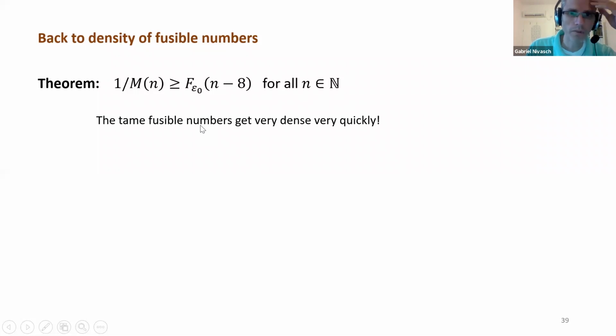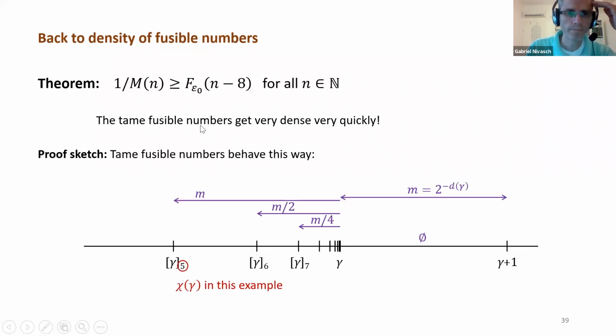So the tame fusible numbers get very dense very quickly. I'm just going to give you a sketch of how the proof goes. You first notice that the tame fusible numbers behave like this. If you have a fusible number gamma, where gamma is some ordinal, and the next guy is this fusible number, gamma plus 1. So these are ordinals. These are not real numbers.